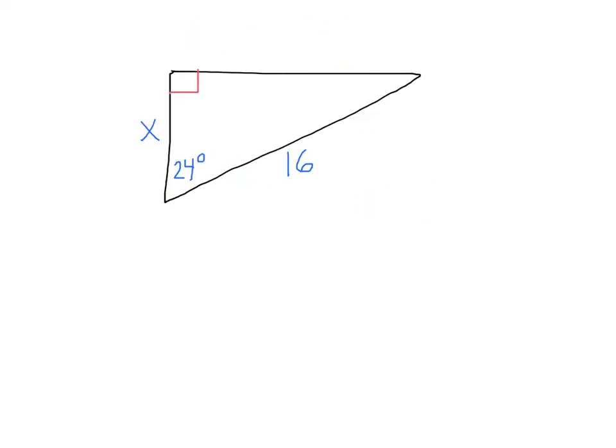Here we've got another triangle. I notice my angle is 24 degrees, so let's see what sides we have. First, I've got the adjacent here, which is x, so I know my adjacent side is x. I've got my hypotenuse of 16. Because I've got my adjacent and my hypotenuse, I'm going to be using cosine. So let's go ahead and set that up.